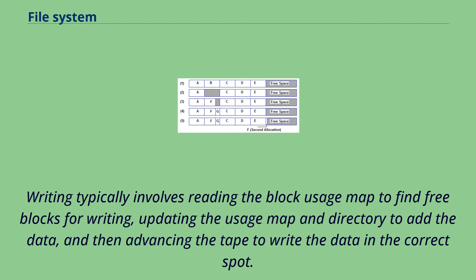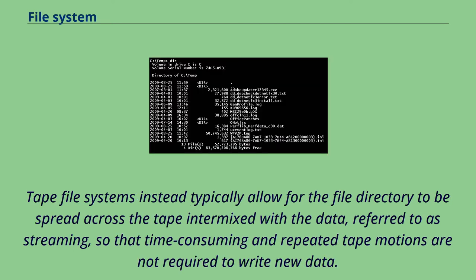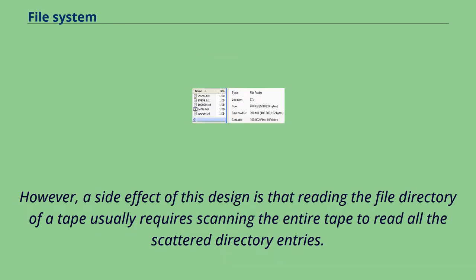Writing typically involves reading the block usage map to find free blocks for writing, updating the usage map and directory to add the data, and then advancing the tape to write the data in the correct spot. Each additional file write requires updating the map and directory and writing the data, which may take several seconds to occur for each file. Tape file systems instead typically allow for the file directory to be spread across the tape intermixed with the data, referred to as streaming, so that time-consuming and repeated tape motions are not required to write new data. However, a side effect of this design is that reading the file directory of a tape usually requires scanning the entire tape to read all the scattered directory entries.